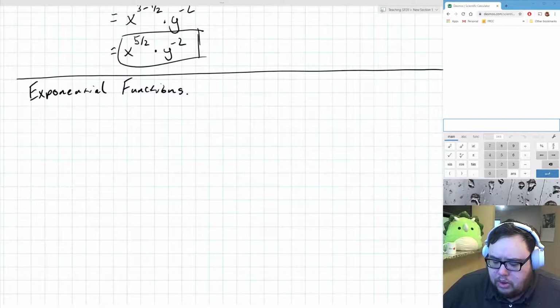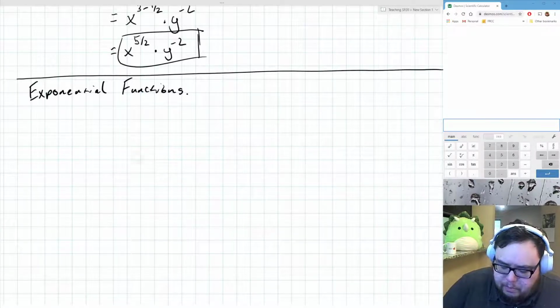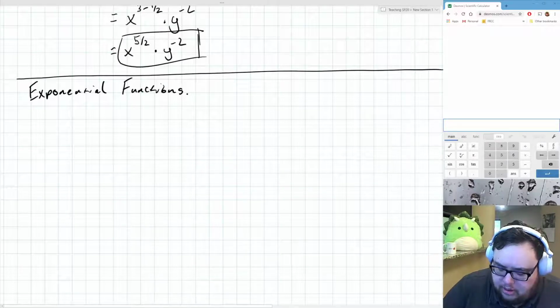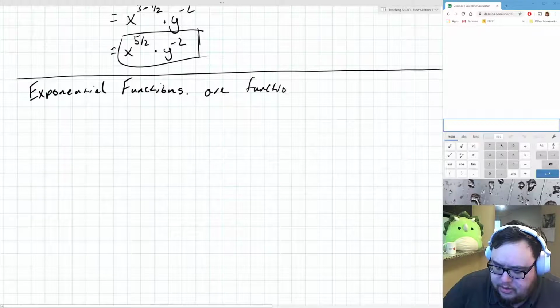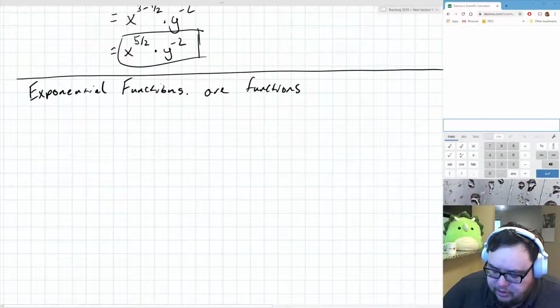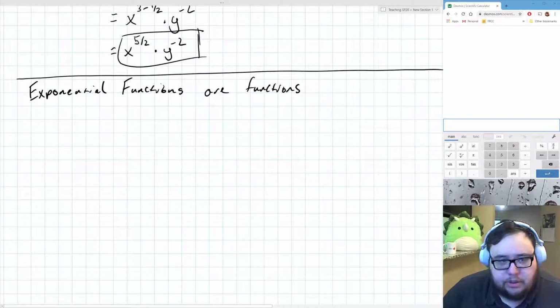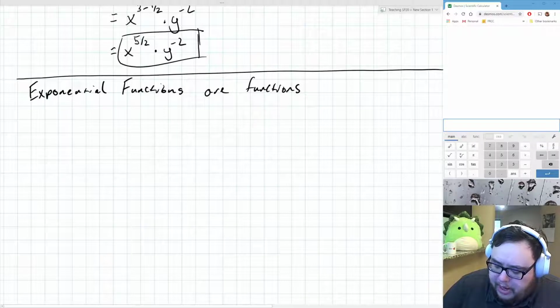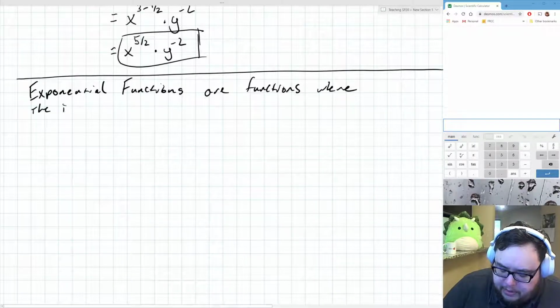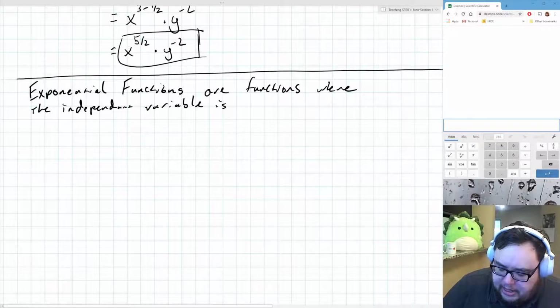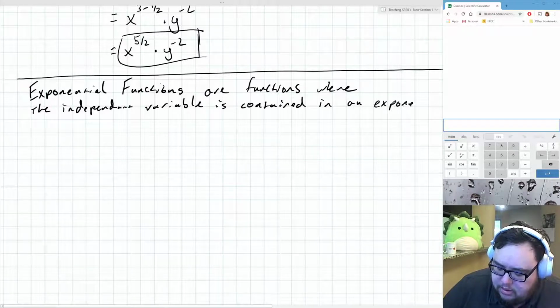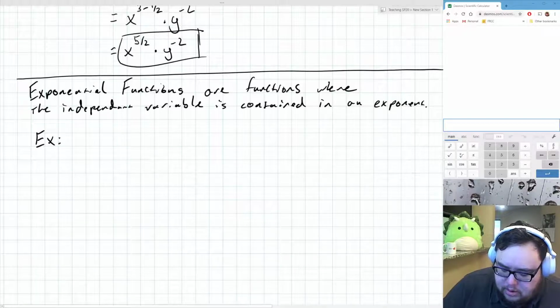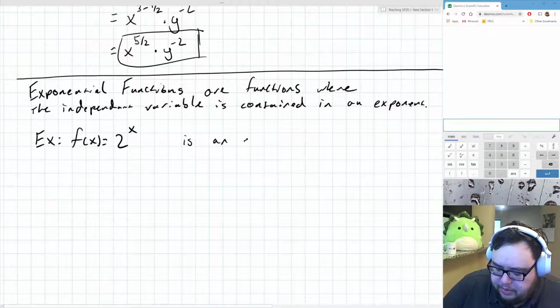Exponential functions are functions, which means they follow the definition of a function, just like everything that we've studied so far this semester. They are functions where the independent variable is contained in an exponent. For example, f of x equals 2 to the power of x is an exponential function.